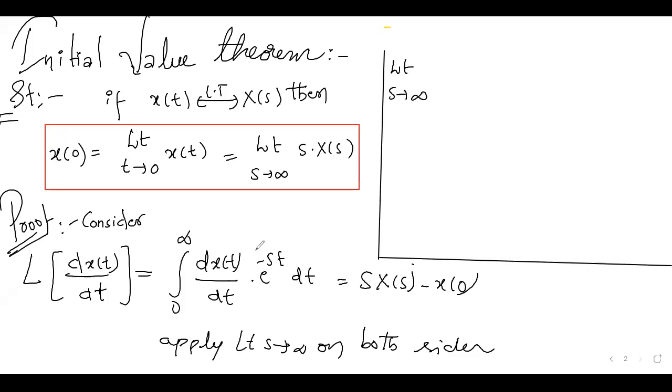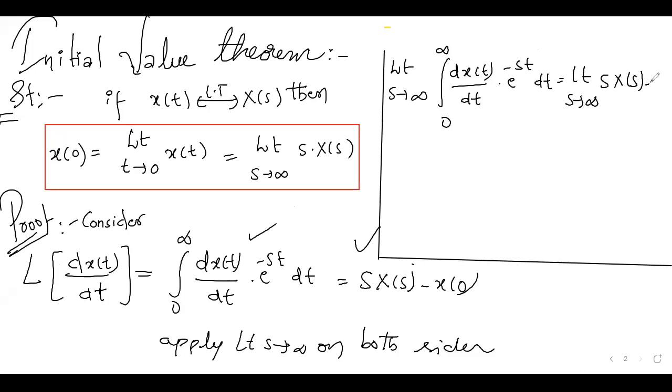now you can neglect this. I'm going to take only these two equalities. Limit s tends to infinity, integral 0 to infinity dx of t by dt e power minus st dt, equals limit s tends to infinity, s into X of s minus x of 0.